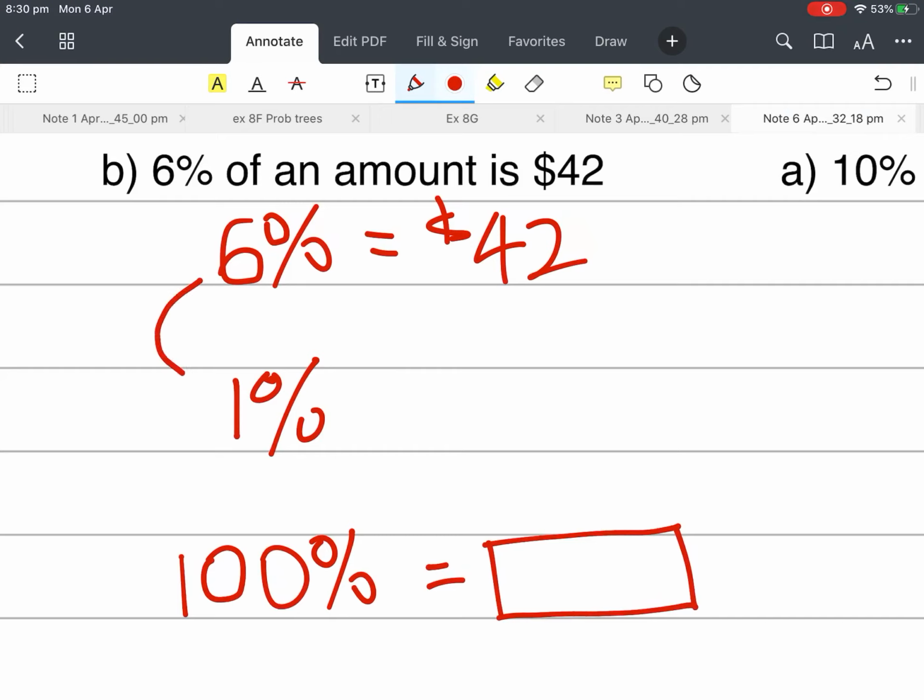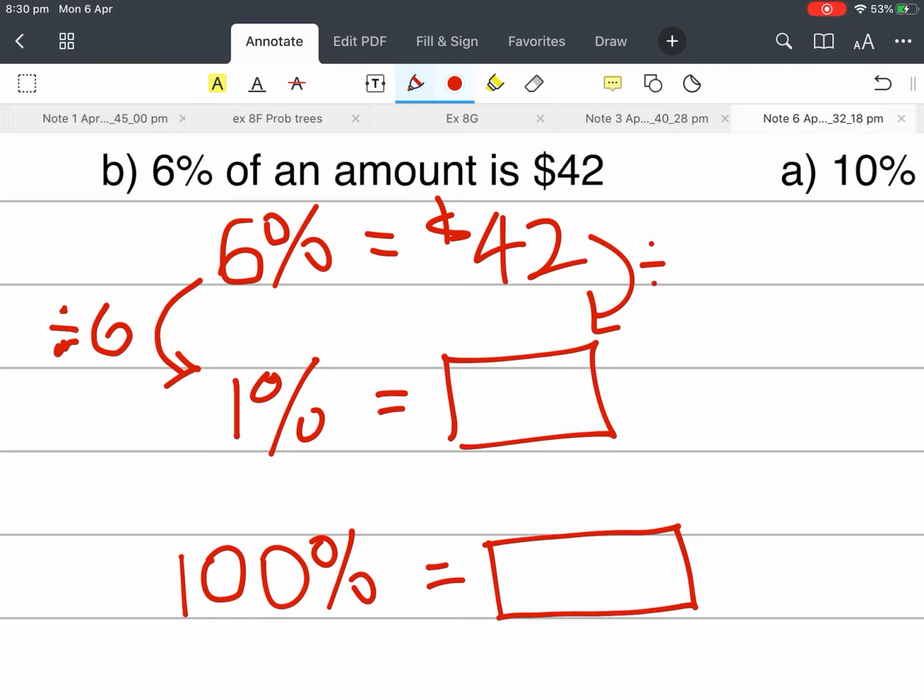So what we're doing here is we're trying to figure out, okay, well, how do I change the 6 in 6% down to 1? And basically what you do is you divide by itself. So if the number you're trying to reduce down to 1 is 6, you divide by 6. Okay? So whatever you do to one side, you're going to do to the other. So if I've divided the left-hand side by 6 over here, I'm going to divide the 42 by 6. So on my calculator, I'm going to go 42 divided by 6. That gives me 7. Okay?